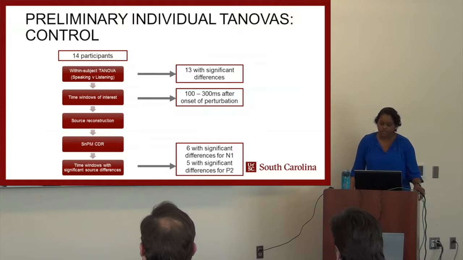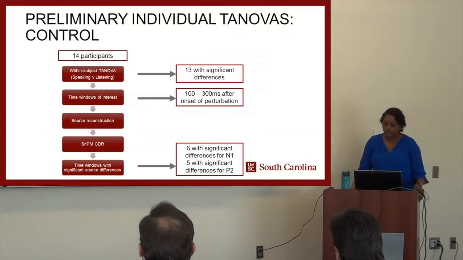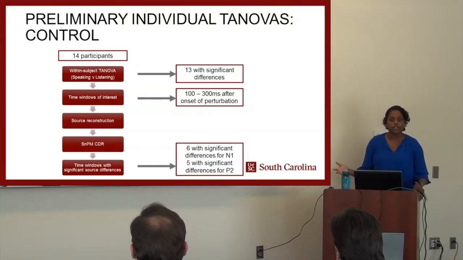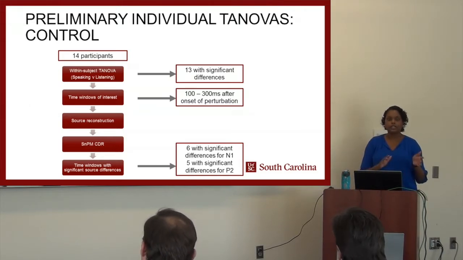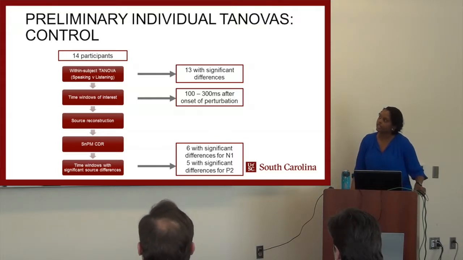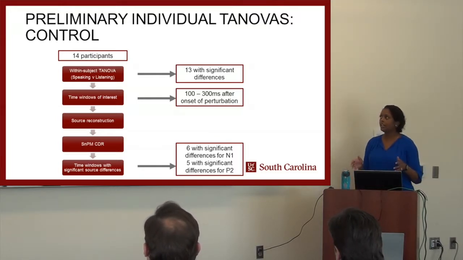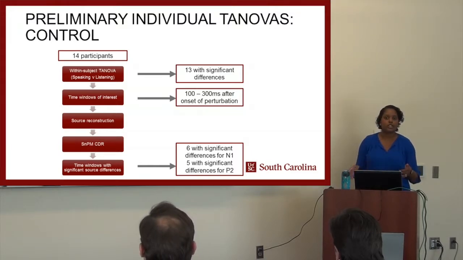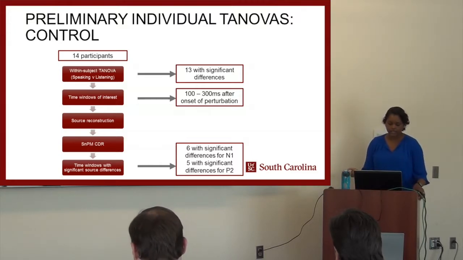So for the controls, we started out with our 14 participants, and after doing the within subject TANOVA, there were only 13 individuals who showed significant differences between the speaking and listening conditions in terms of the topographic maps. So sources were reconstructed for those significant time windows. And generally, we were looking at between 100 and 300 milliseconds after the onset of the perturbation, and that covered both of our ERPs of interest.